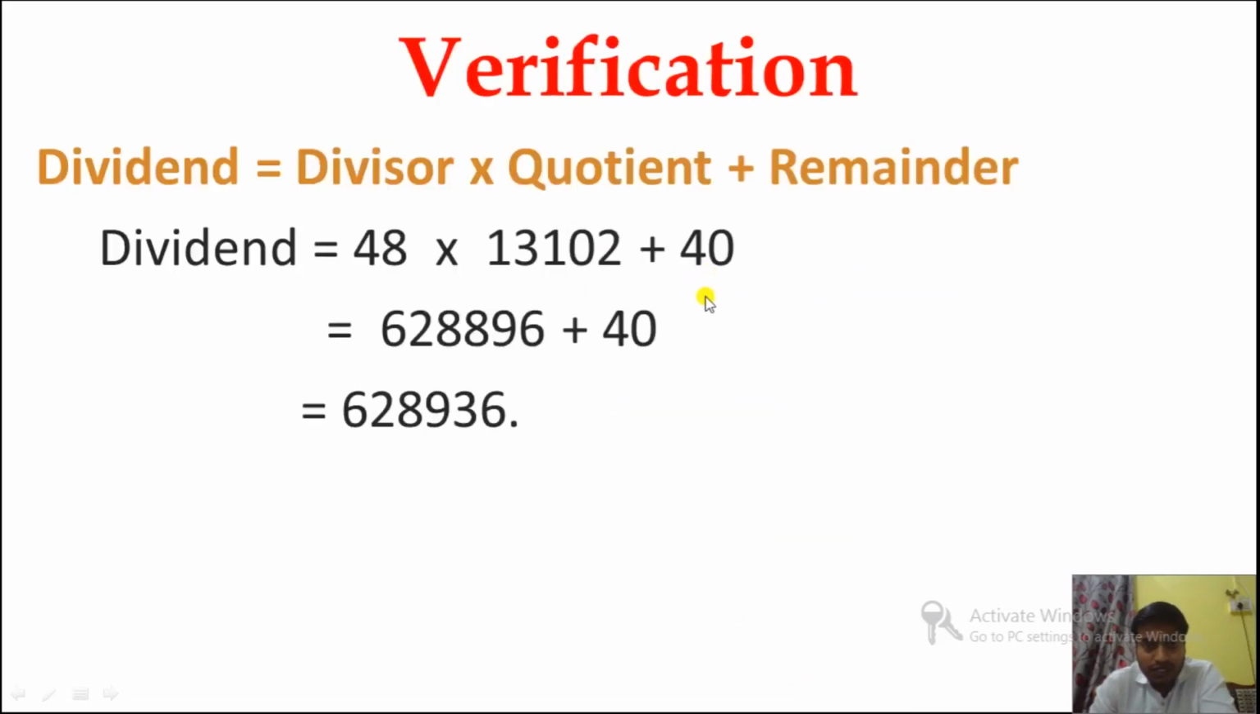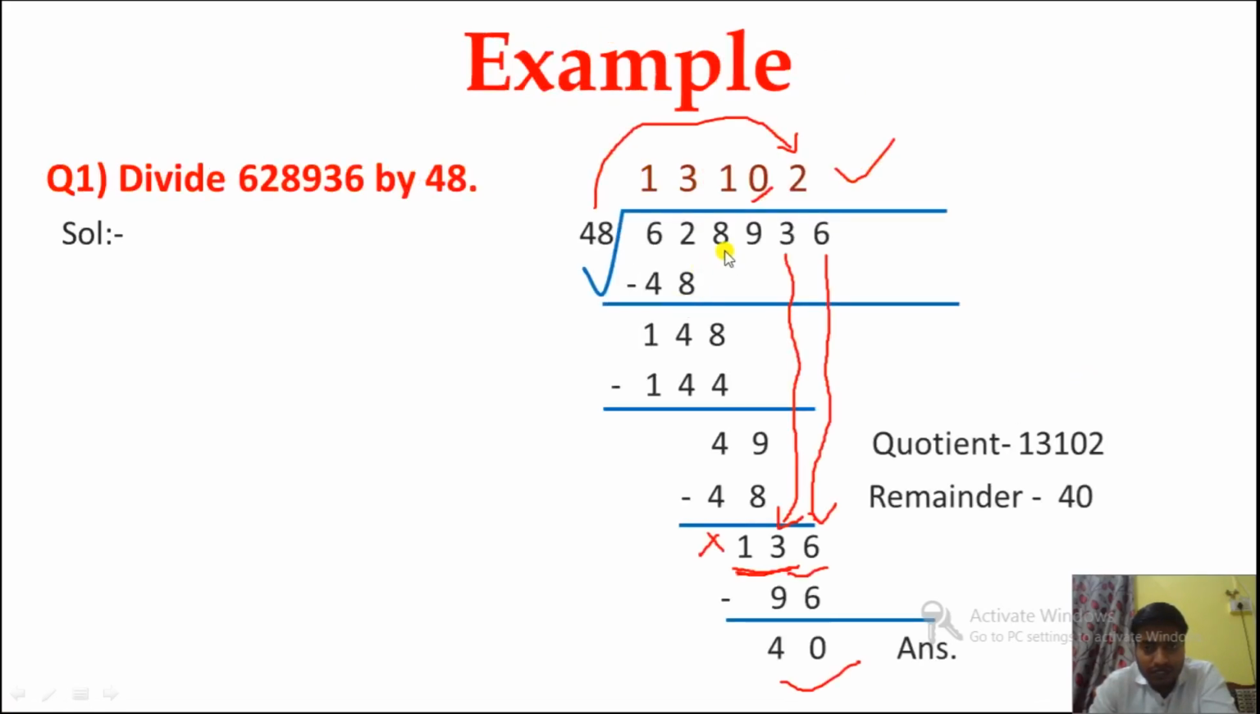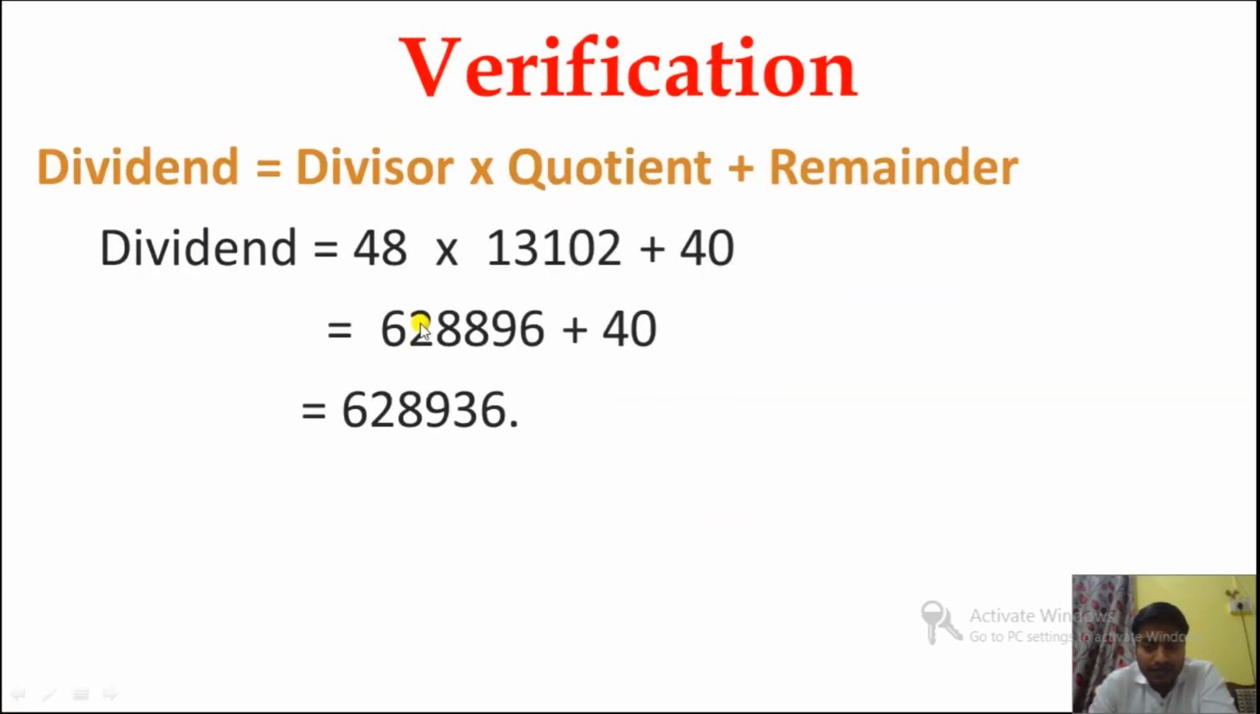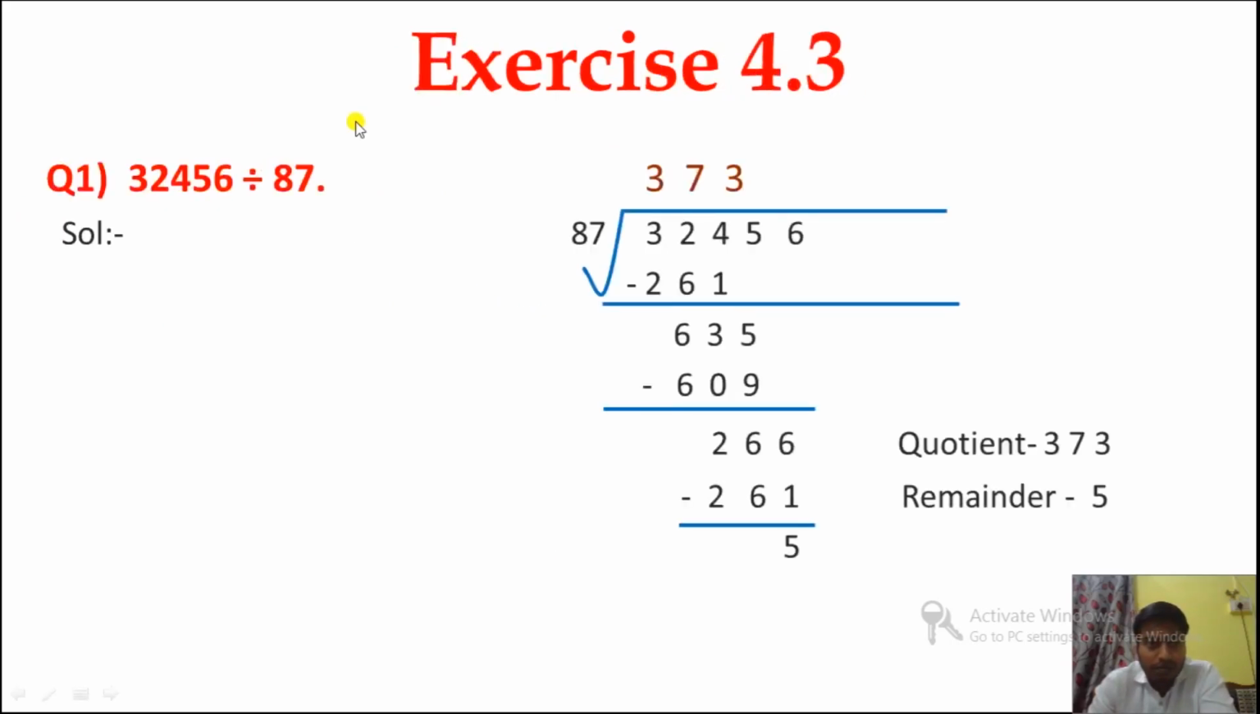Plus remainder we got here 40. So when we multiply this 48 by 13,102, we'll get here 6,28,896, and we have to add 40 here. Okay, when we add, we'll get 6,28,936. Clearly you can see, which is equal to dividend. Okay, that means our answer is correct. Okay, so this is how we can find quotient and remainder. After that we can verify using this formula. Okay, now let me move to the next question.